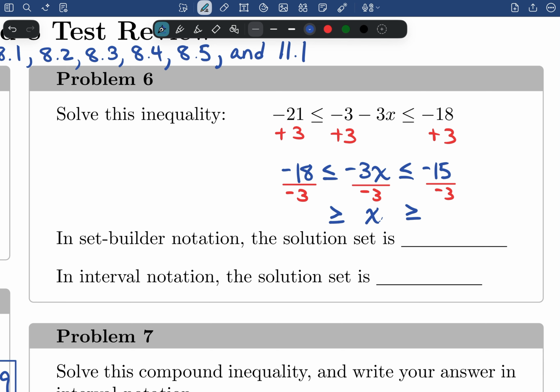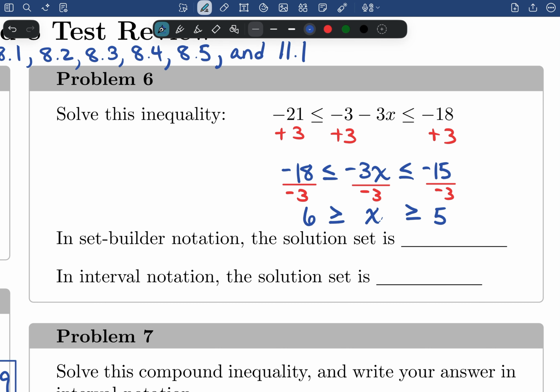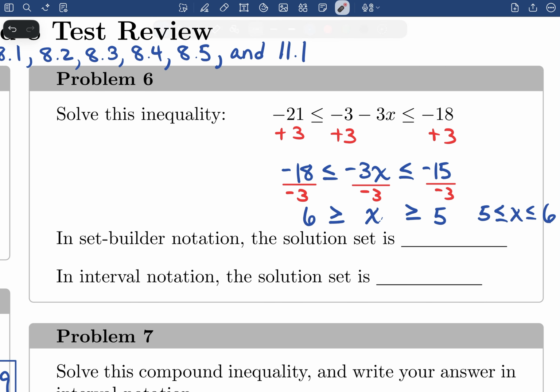Oh, forgive me. Negative 18 divided by negative 3 is definitely positive 6. That's greater than or equal to x, which is greater than or equal to negative 15 divided by negative 3, which is positive 5. Okay, so there we go. Now, I switched those inequality symbols and my negatives became positives, and I don't like this version. I prefer to have the lower bound, the lower number on the left, and the higher bound, the upper number on the right. And so I'm going to rewrite this as 5 is less than or equal to x, which is less than or equal to 6. And so that's the way I'm going to write it.